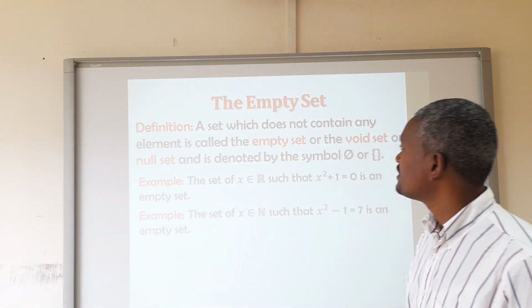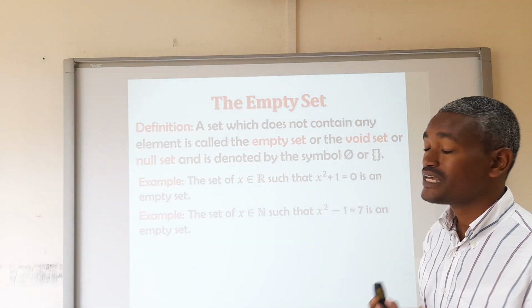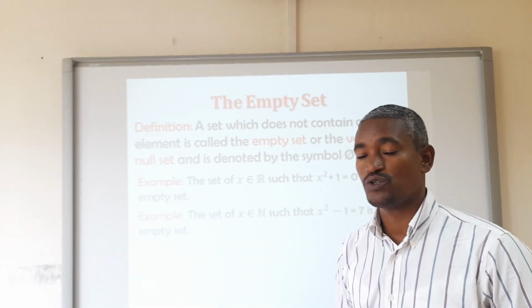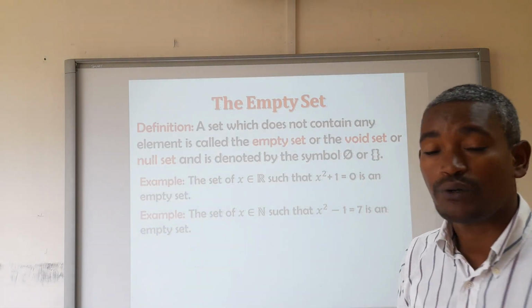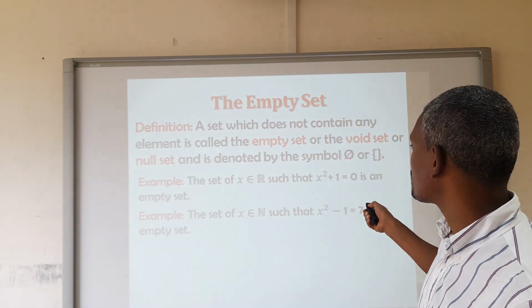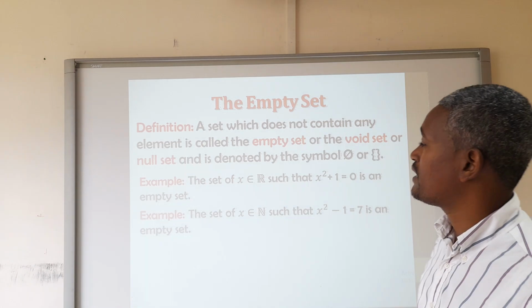Concepts in a set. The first definition is the empty set. A set which does not contain any element is said to be an empty set, or we call it a void set or a null set. It's denoted by an empty pair of curly braces.